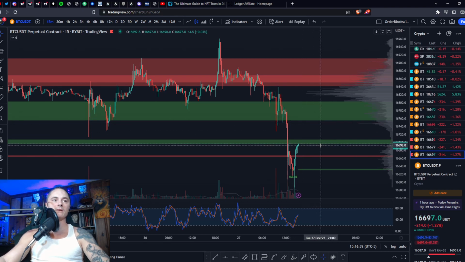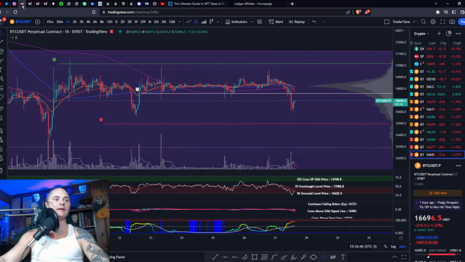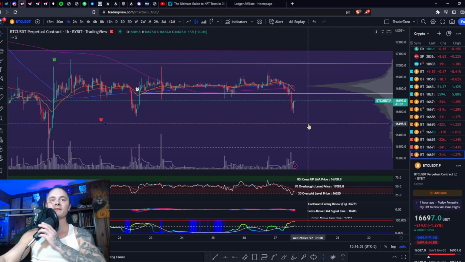All right, so yeah, that's kind of what I'm looking at for Bitcoin. We're on the 15-minute, by the way. All right, so basically bullish case is that you break 17K. Bearish case is that you break 16,500.